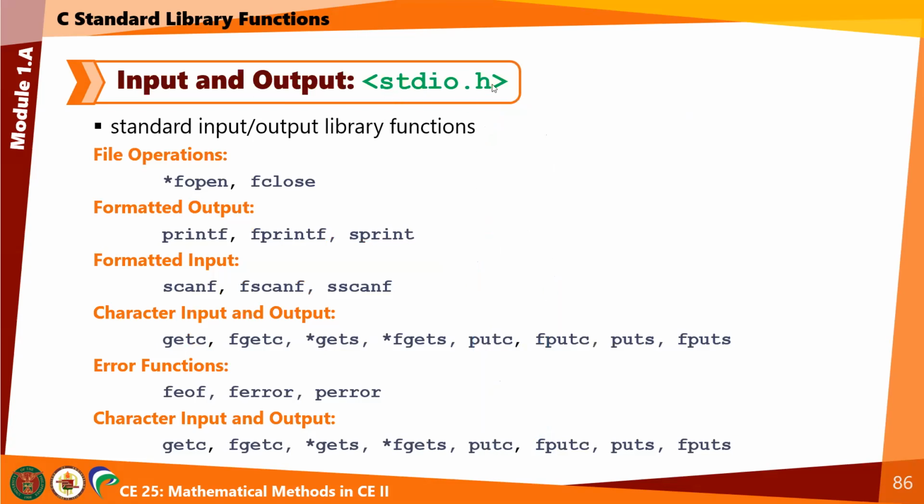Okay, this one, stdio.h, standard input and output library functions. So it contains fopen and fclose. Printf, fprintf, sprintf. So we will discuss all of this. Scanf, so if I want to input something in my program, and then error functions and character input and output. Okay. So let's discuss each of this.